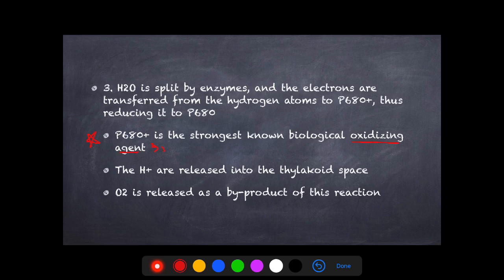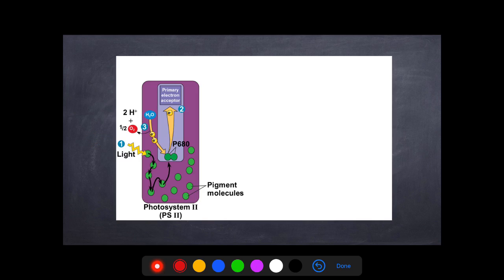P680 plus is also the strongest known biological oxidizing agent. Remember, oxidizing agent means it gets reduced, which means that they gain electrons. The hydrogen ions are going to be released into the thylakoid space within the chloroplast, and then the oxygen is going to be released as a byproduct in this reaction. So that's what we see here.